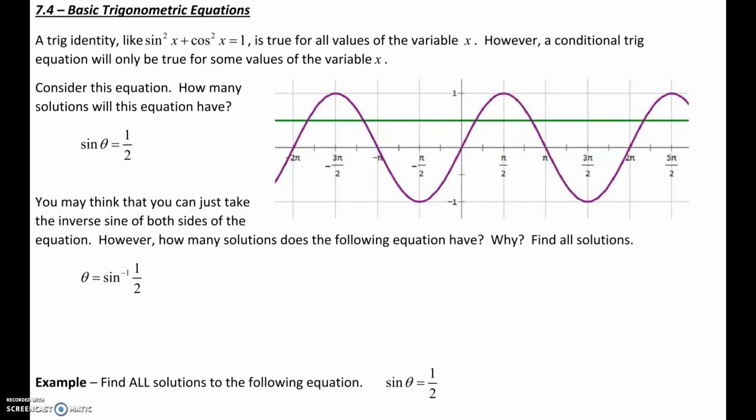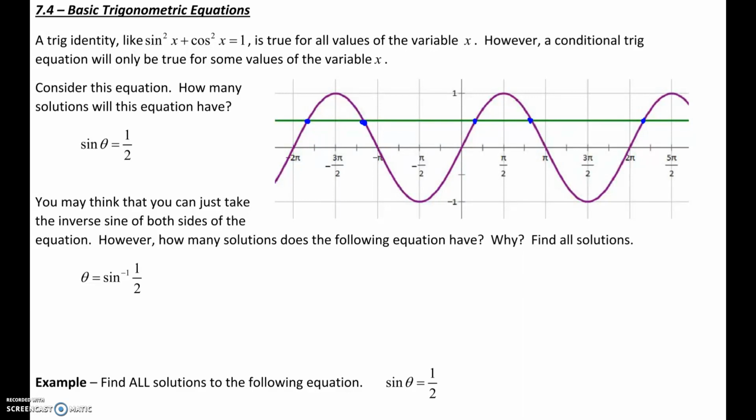Well, look at the graph. This purple graph right here is the graph of sine, and the green line is the graph of y equals 1/2. How many solutions will this have? Well, there's a solution, there's a solution, there's a solution, there's a solution, there's a solution. There's an infinite number of solutions where sine is 1/2.